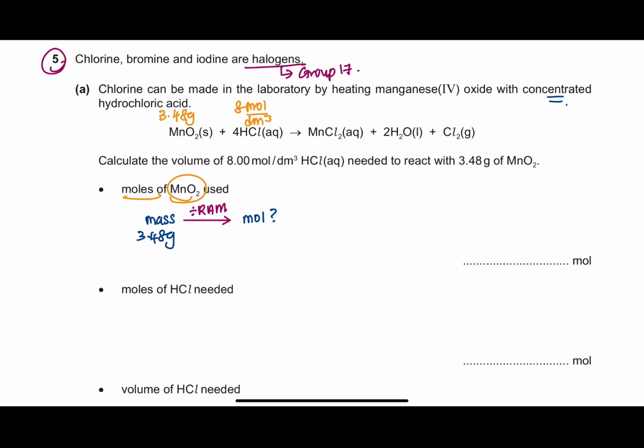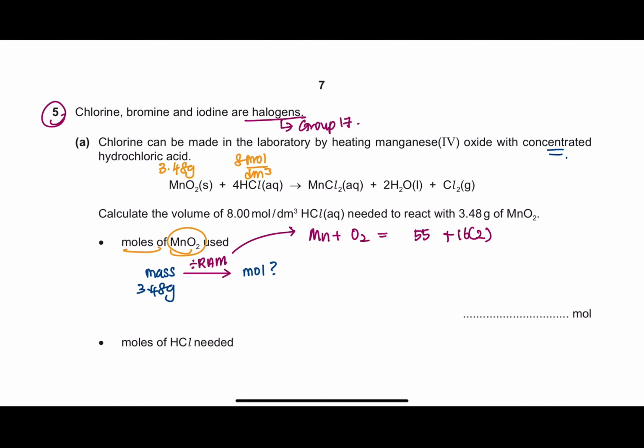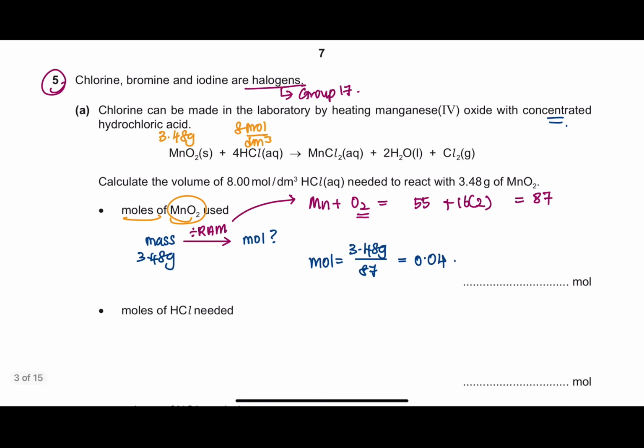atomic mass. The relative atomic mass for manganese oxide would be 55 for manganese, and oxygen has the relative atomic mass of 16. Since it is diatomic, you need to multiply it with 2. Now you will get a total of 87. So in order to find the mole, the mass of manganese oxide, which is 3.48 gram, will be divided with 87. After dividing, you'll get a number of mole of 0.04. So this is your answer for moles of manganese oxide.